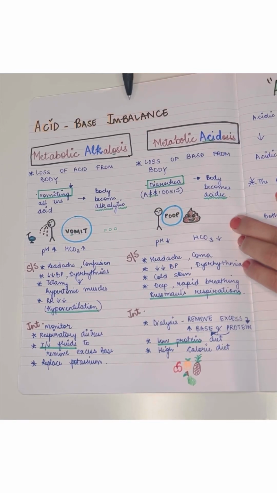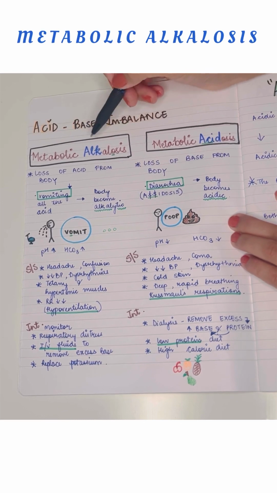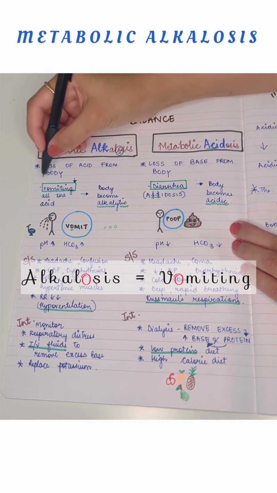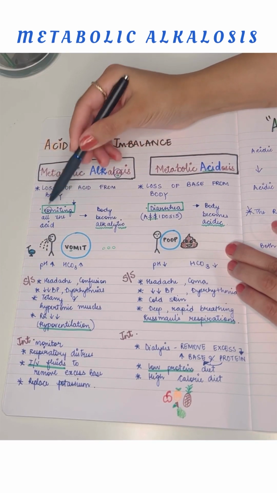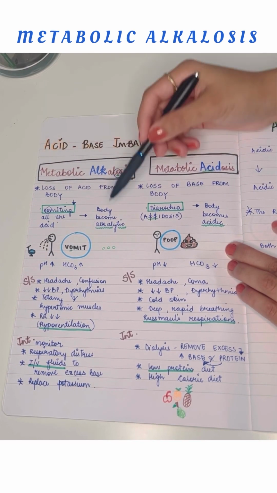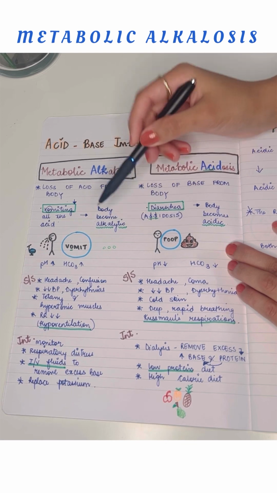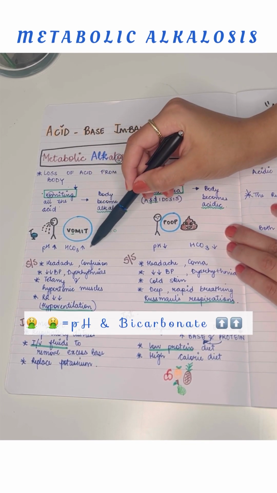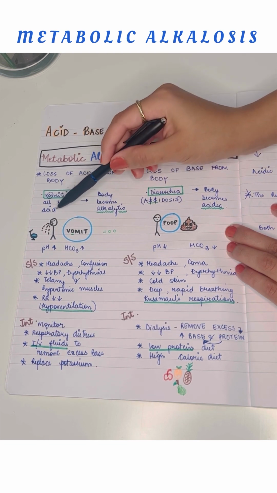Can't remember acid-base balance for your NCLEX exam? Watch this video. For metabolic alkalosis, the memory trick you have to remember is your O, which means vomiting. In vomiting, a lot of acid leaves your body, resulting in alkaline nature. That means the pH increases and the bicarbonate increases from a lot of vomiting of acid.